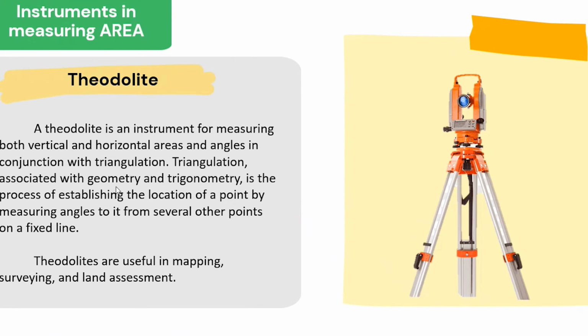So first is theodolite. Theodolite is an instrument of measuring both vertical and horizontal areas and angles in conjunction with triangulation. And this triangulation, associated with geometry and trigonometry, is the process of establishing the location of a point by measuring angles to it from several other points on a fixed line. So theodolites are useful in mapping, surveying, and land assessment.